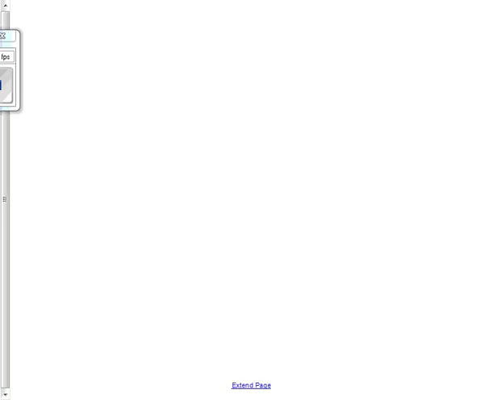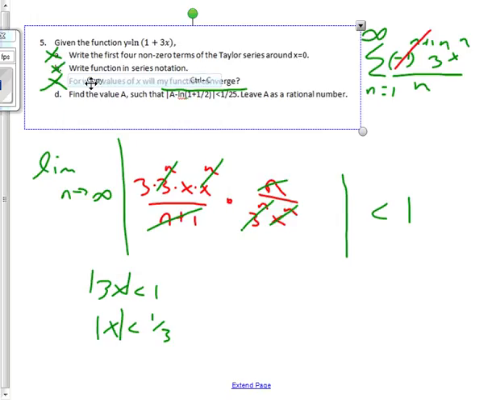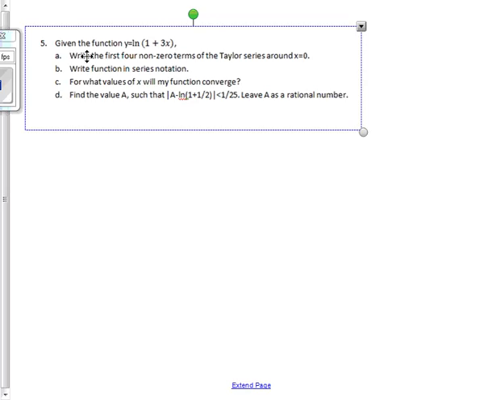And for part D, we just need to understand what it's asking. The key thing is that we need to answer A, and A needs to be a rational number. Because you could say, well, if this is true, then A must be less than 1/25 plus ln of 1.5, just solving this absolute inequality. But that's not a rational number.